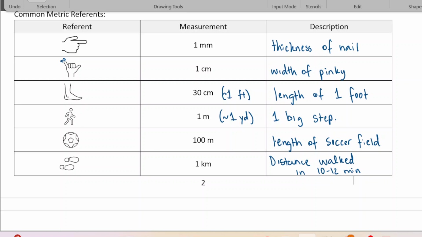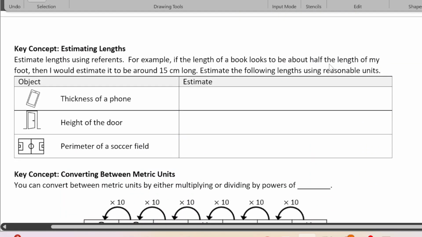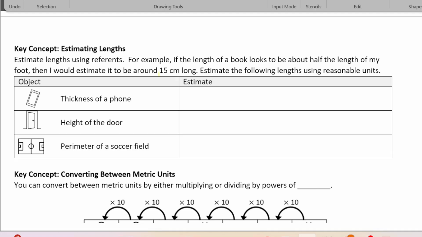Okay, so let's estimate some lengths here. Estimate lengths using a reference. For example, if the length of a book looks to be about half my foot, then it would be about 15 centimeters because I know my foot is about 30, right? So let's do each of these and then you can test them on your own to actually measure them. Thickness of a phone, it depends on your phone, right? Maybe 5 millimeters, maybe 1 centimeter. It just depends on how thick your phone is. Maybe it's the width of your pinky. Maybe it's a little bit thinner than that.